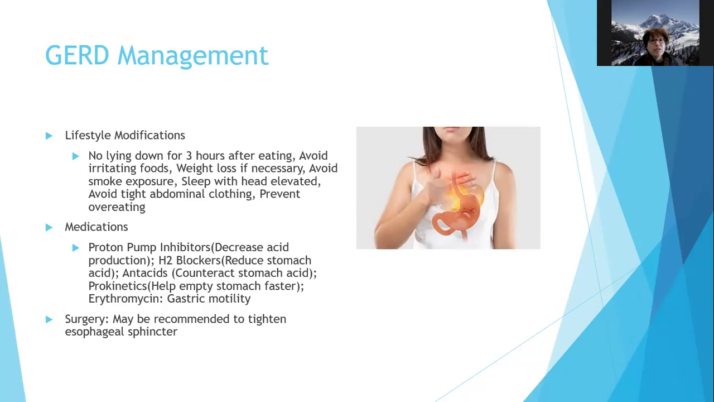So there are medications called proton pump inhibitors, and a lot of them are over the counter now. They decrease acid production in the stomach. H2 blockers reduce stomach acid.